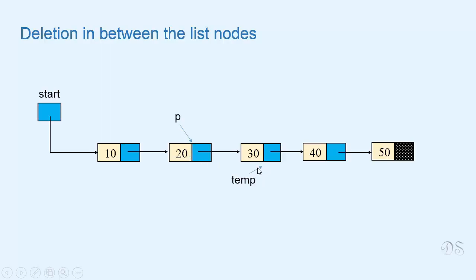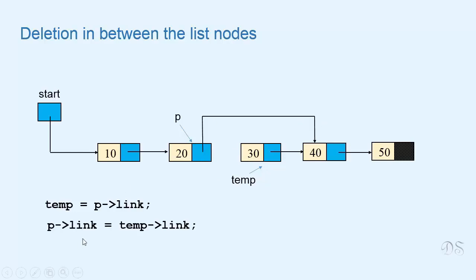Now we'll make temp point to this node. So we'll write temp equal to p->link. Now for removing this node from the list, the link part of this node should point to this node. So we will write p->link equal to temp->link. So now this node is not a part of the list. After this, we'll physically remove this node by writing this statement. So this is how we can delete a node that is in between the list nodes.